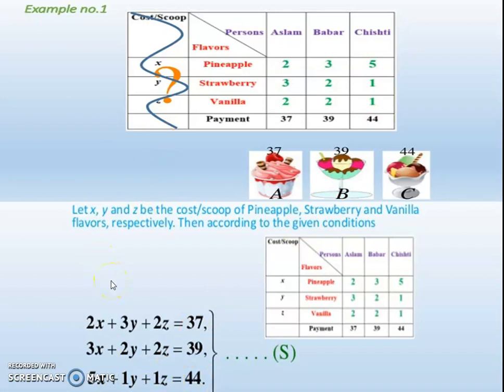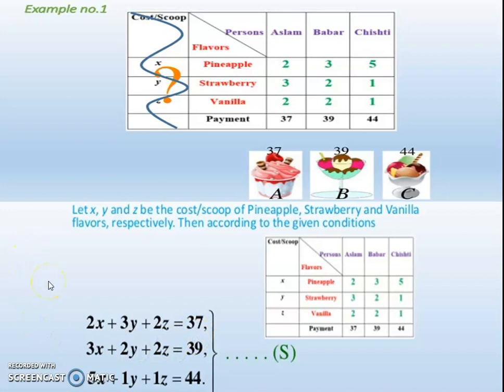Now we have to solve this given system of equations of order 3 by 3. Cramer's rule is applicable. First you have to highlight D. D is 2, 3, 2, 3, 2, 2, 5, 1, 1. What is dx? It is more easy. Instead of the x coefficients we have to put 37, 39, 44, and 3, 2, 1, 2, 2, 1. For dy, instead of the y coefficients we put 37, 39, 44. It looks like this: 2, 3, 5, 37, 39, 44, and 2, 2, 1 remain the same.